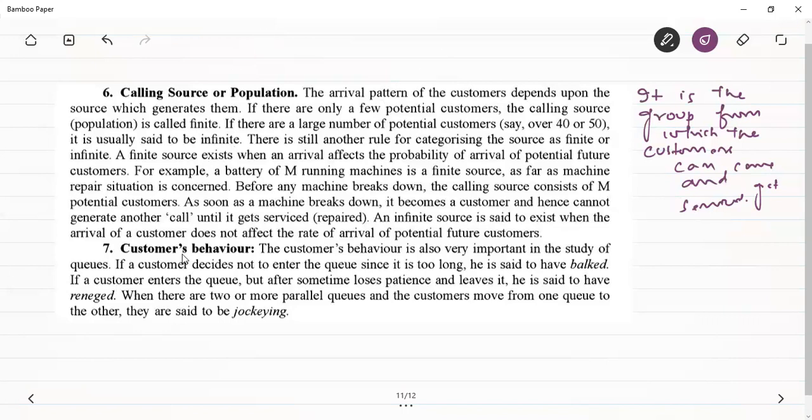Okay, how the customer behaves. The customer behavior is also very important in the study of queues. If the customer does not enter the queue since the queue is too long, he is said to have balked. Balking means that a customer comes, sees that the queue is very long, and is not interested in joining the queue. Then we can say that the customer has balked. Balking means leaving without joining the queue because the queue is very long.